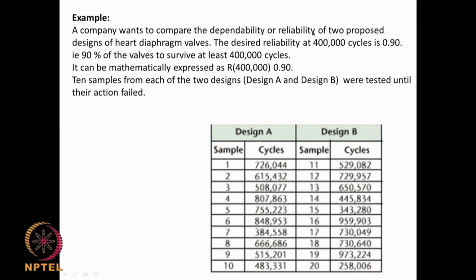A company wants to compare the dependability or reliability of two proposed designs of hard diaphragm valves. They want at least 90% of the valves to survive 400,000 cycles. They have two designs, and they take 10 samples from design 1 and check the number of cycles it takes for each to fail. You can see sample 7 fails at the lowest cycle count, and sample 4 survives up to the 807,000th cycle. For design B, sample 20 fails the earliest and sample 19 lasts the longest.